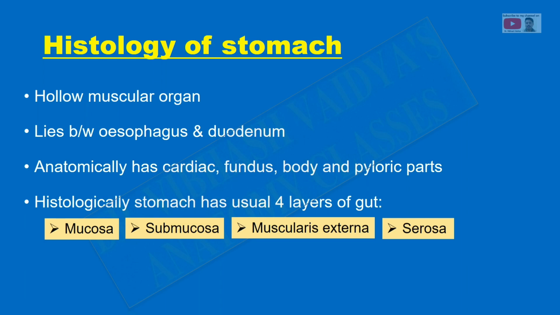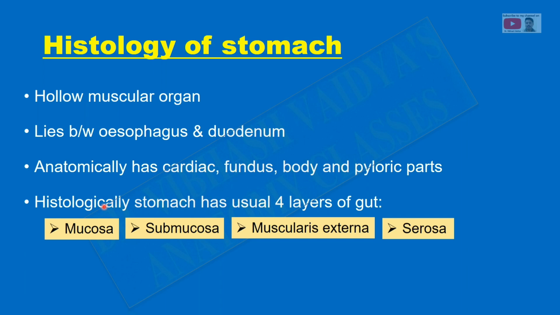So the stomach is the most distensible part of the gastrointestinal tract. It is a hollow muscular organ and it lies between the esophagus and the duodenum. Anatomically, the stomach has the cardiac part, fundus, body and the pyloric part. And if we're talking about the histological structure, histologically the stomach usually has 4 layers of the gut.